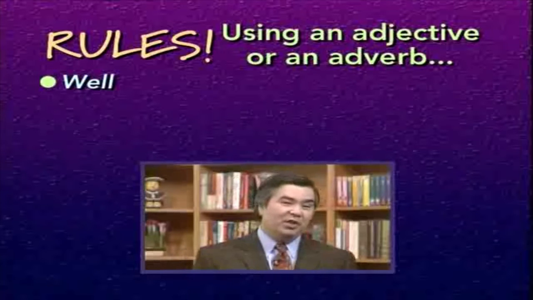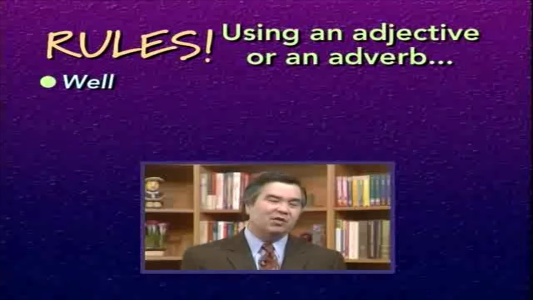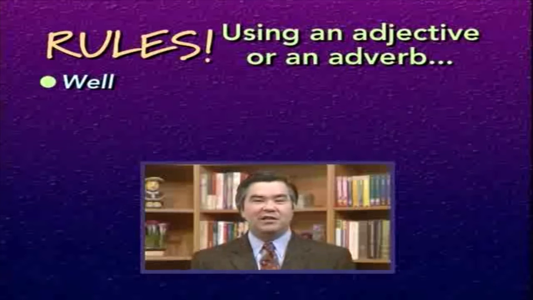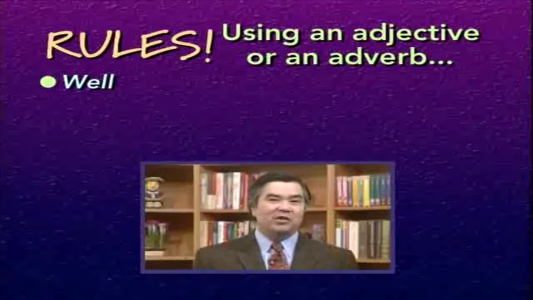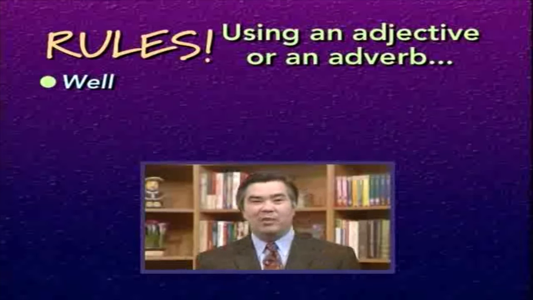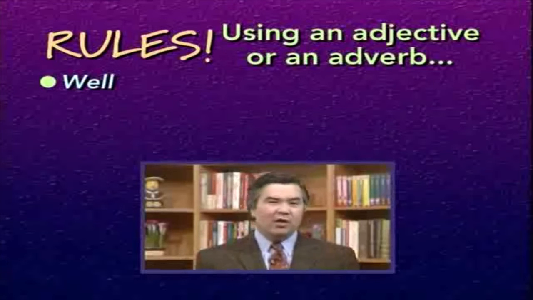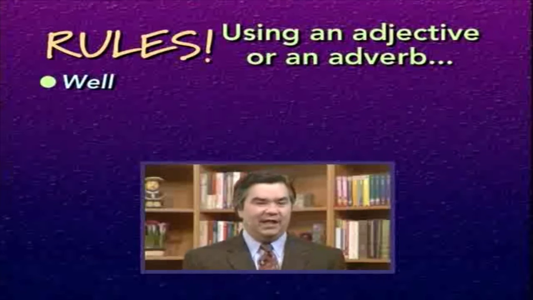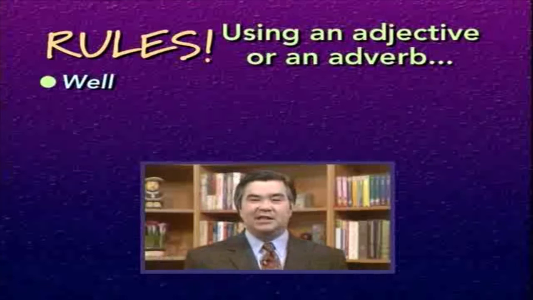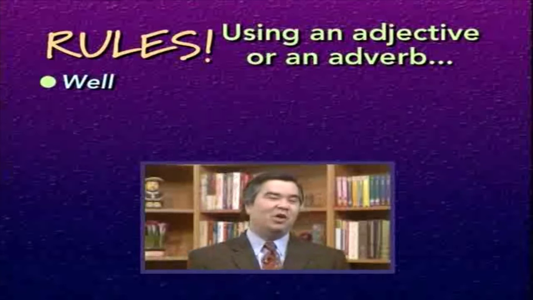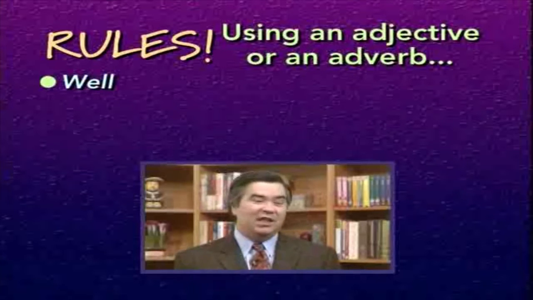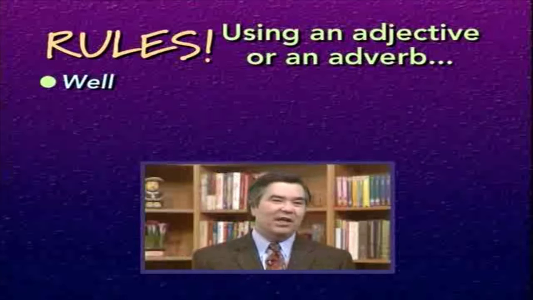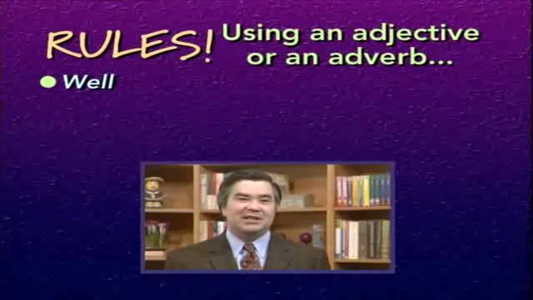Well can also be used as an interjection. That's a word that's very loosely connected to the rest of the sentence. Sometimes you'll hear people begin a sentence with the word well. They'll say something like, well, I think it'll rain later on today. In that sentence, the word well is simply being used almost as a space filler and doesn't have any particular meaning or any grammatical connection to the rest of the sentence.